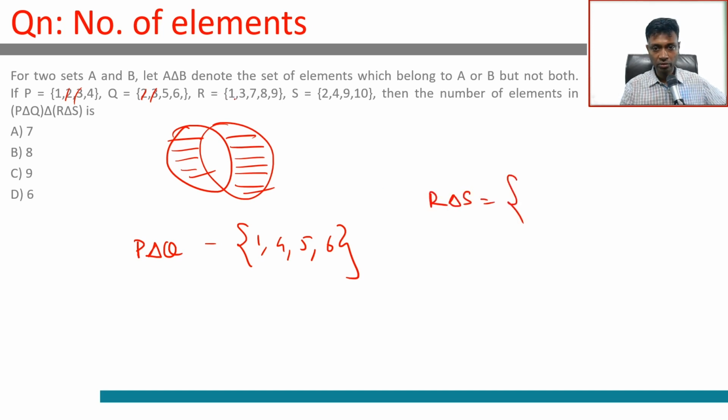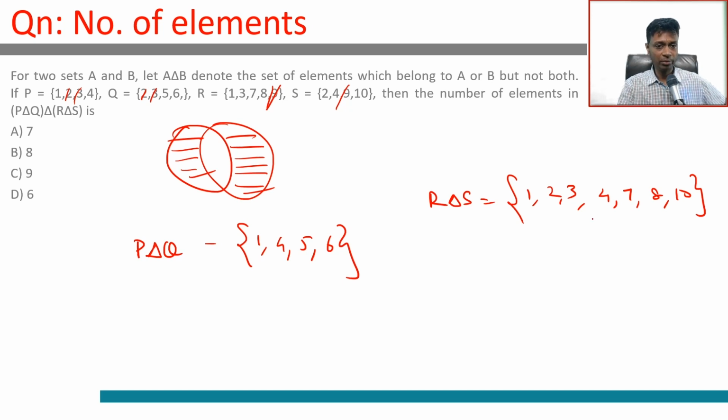R and S have, this has 1, 3, 7, 8, 9. 9 is common. This has 1, 3, 7, 8. This has 2, 4, 10. All even numbers. Only even number here is 8. So not present here. So R triangle S will have 1, 3, 7, 8, and 2, 4, 10. So 1, 2, 3, 4, 7, 8, 10.